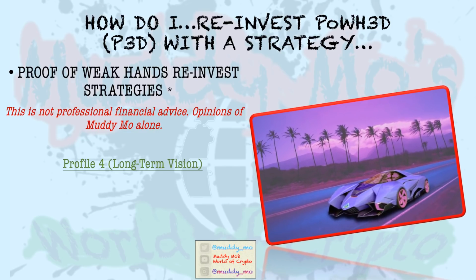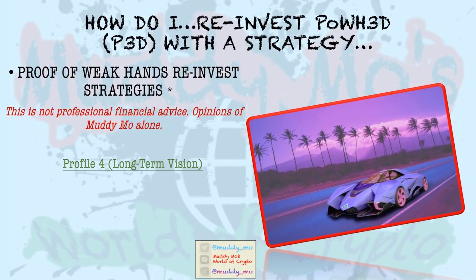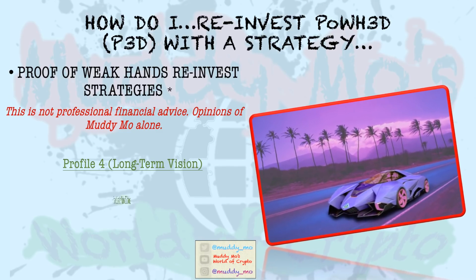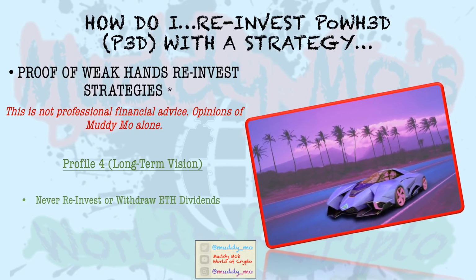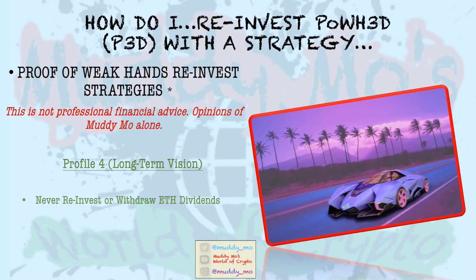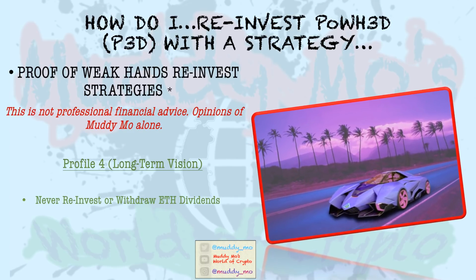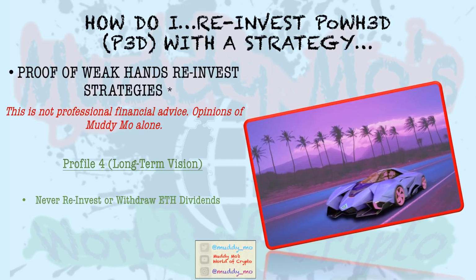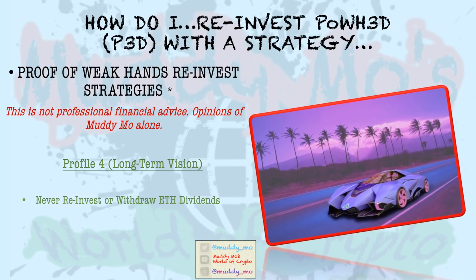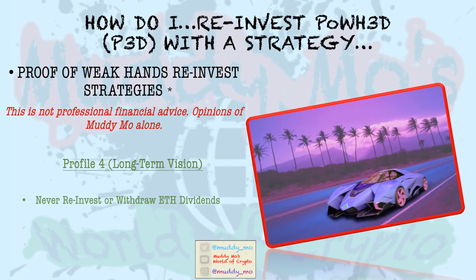Profile type 4: they have long-term vision and deep pockets. These types of people never reinvest. They don't need to, and they don't really care. They probably never check the site, and they don't withdraw the ETH either. They just leave it on there and let it sit. Usually these are what I call high rollers. They can just throw money into an investment and forget about it.